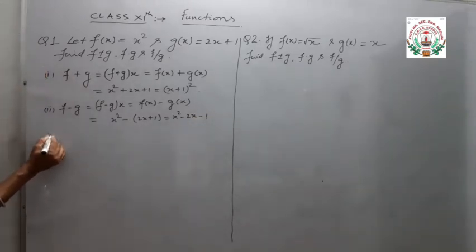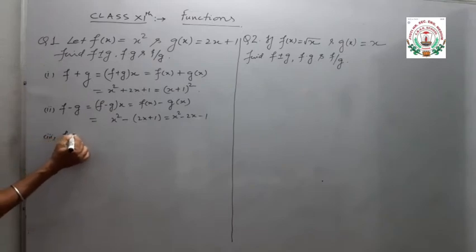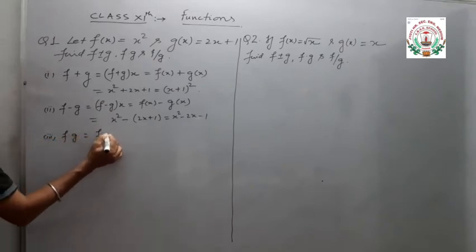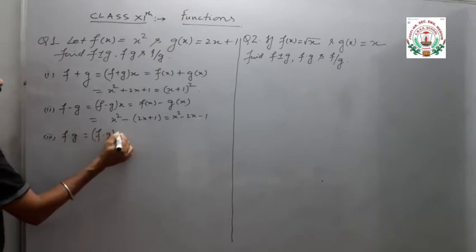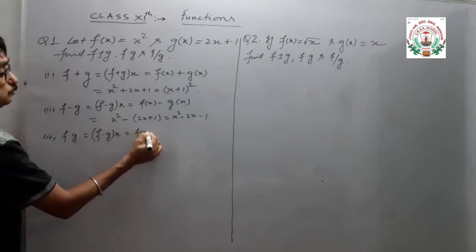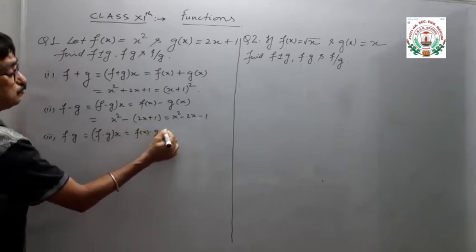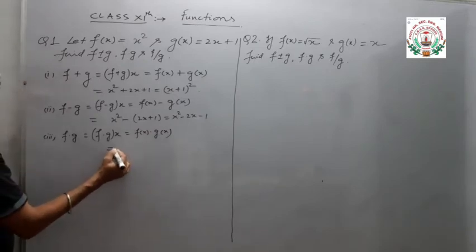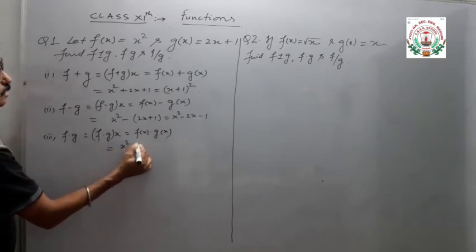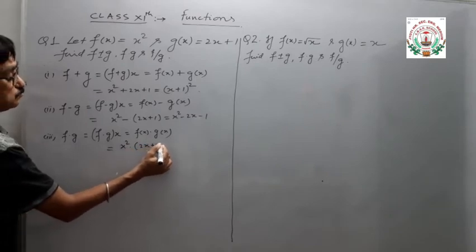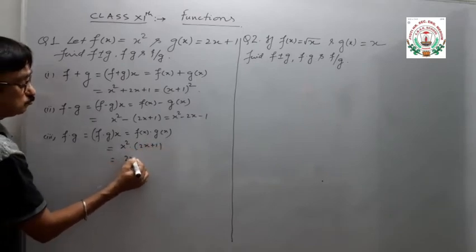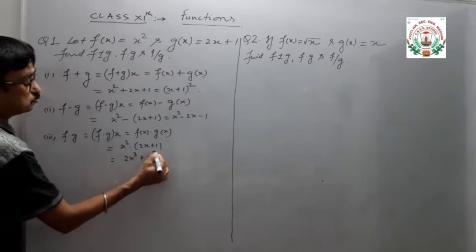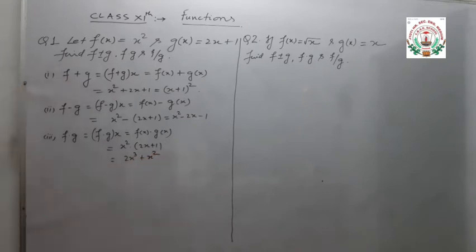Now comes the third one. f into g can be written as (f into g) of x, which is the product of these two functions, f of x into g of x. So f of x is given to us as x square and g of x is given as 2x plus 1. Multiply: 2x cube plus x square, for all x belonging to the real numbers.